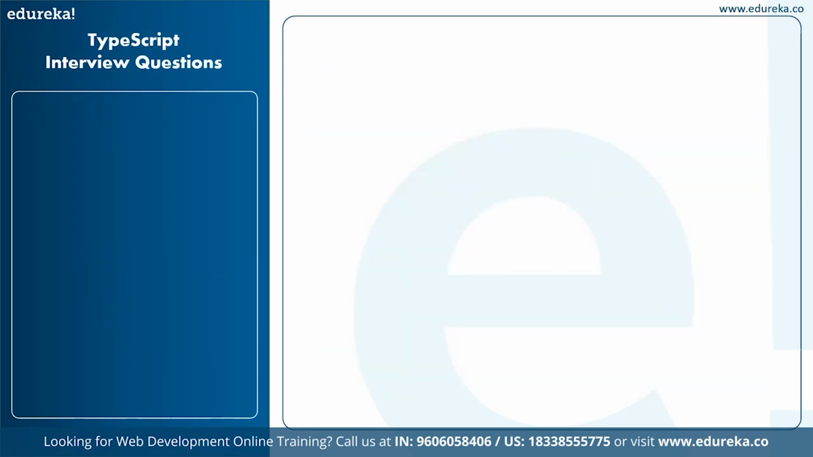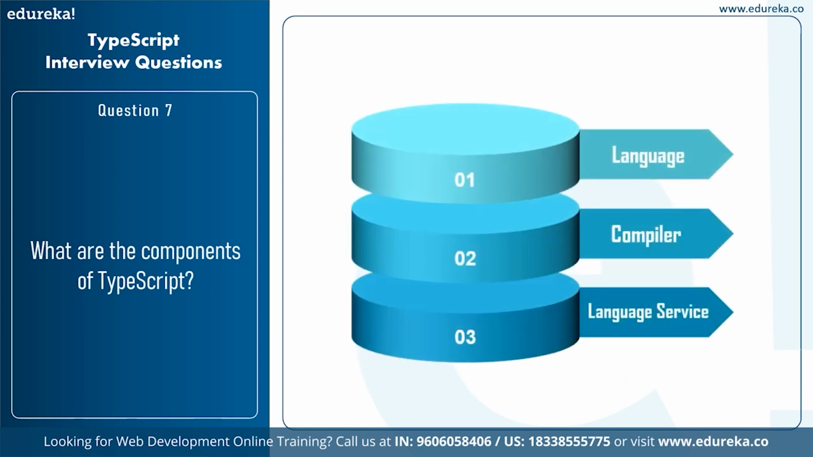Now, moving on to the next question, what are the components of TypeScript? Now, there are three different types of components in TypeScript, which include a language, a compiler, and the language service. Now, the language comprises the syntax, keywords, and type annotations. Then we have the TypeScript compiler. Now this compiler, that is the TSC, converts the instructions written in TypeScript to its JavaScript equivalent. And finally, we have the TypeScript language service. Now the language service exposes an additional layer around the core compiler pipeline, for editor-like applications. The language service supports the common set of typical editor operations.